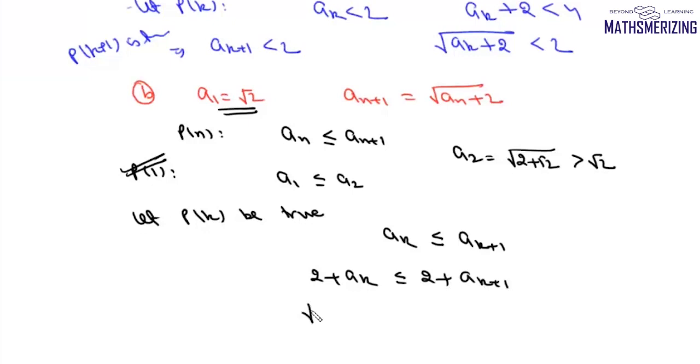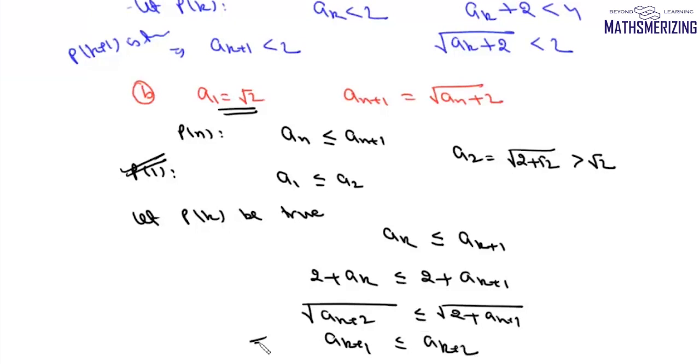And if we take under root sign also, then under root of ak plus 2 will be less than or equal to under root of 2 plus ak plus 1. Now this is nothing but ak plus 1, and it will be less than or equal to ak plus 2. That means assertion pk plus 1 is true. So from induction we can say that this sequence is an increasing sequence.